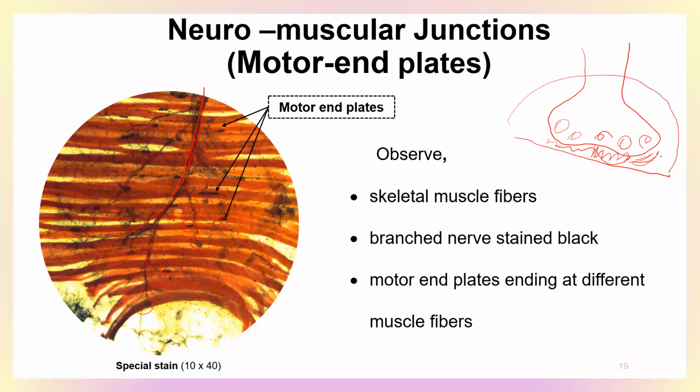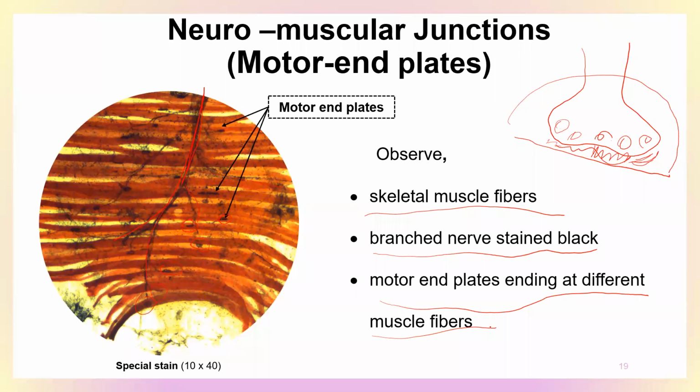These are all skeletal muscle fibers, and the branched nerve stained in black is visible, with the motor end plates ending at all the different muscle fibers. A single muscle fascicle will be supplied by a single nerve fiber. It will branch out and supply each of the muscle fibers, so that particular area will contract together.